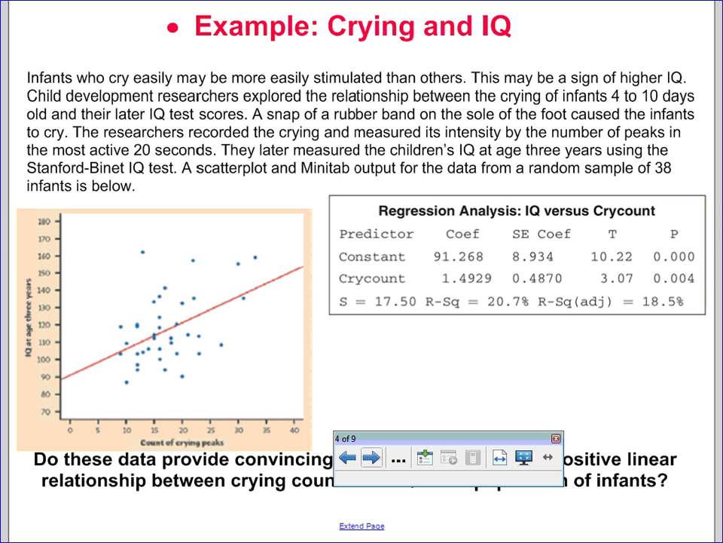Then at age 3, they gave them an IQ test, the Stanford-Binet IQ test. And then they created a scatter plot, and the Minitab data is here. So here is your crying, and here is the IQ. And what they asked is, is there a relationship between the crying and the IQ? Do we have convincing evidence of that?